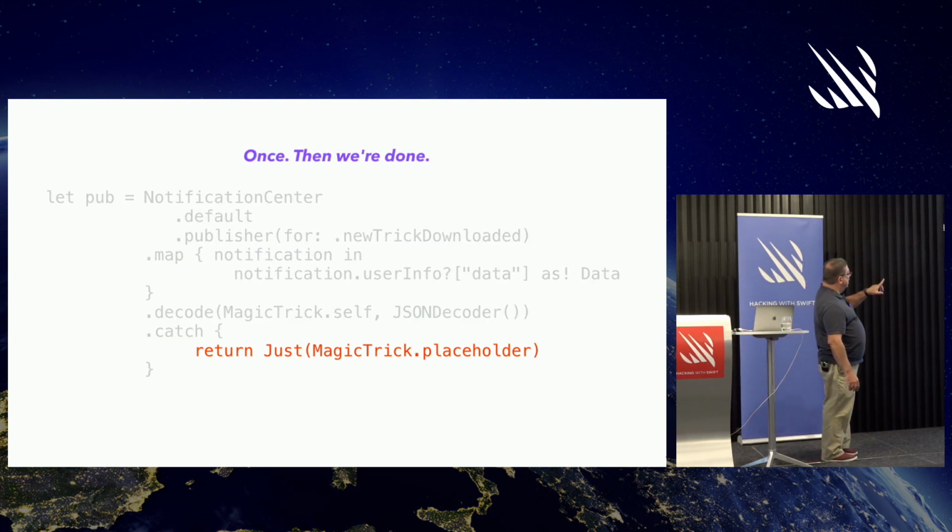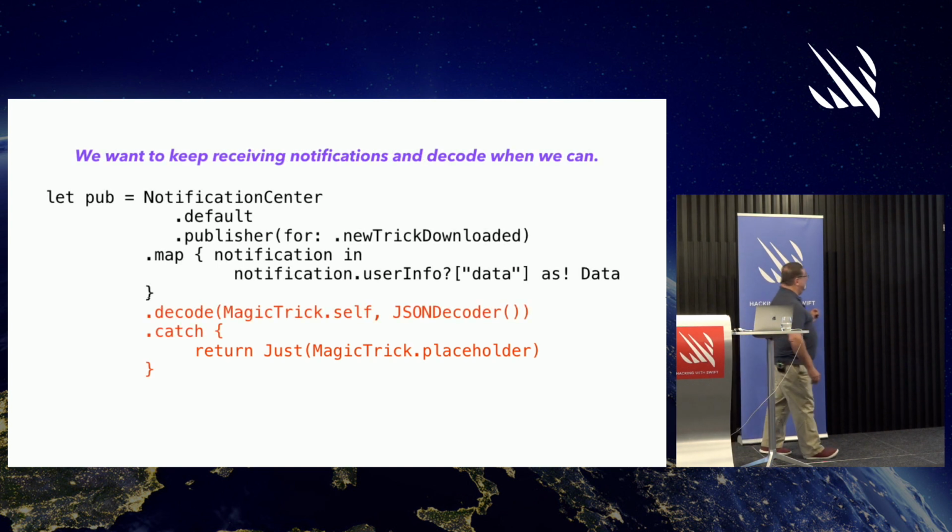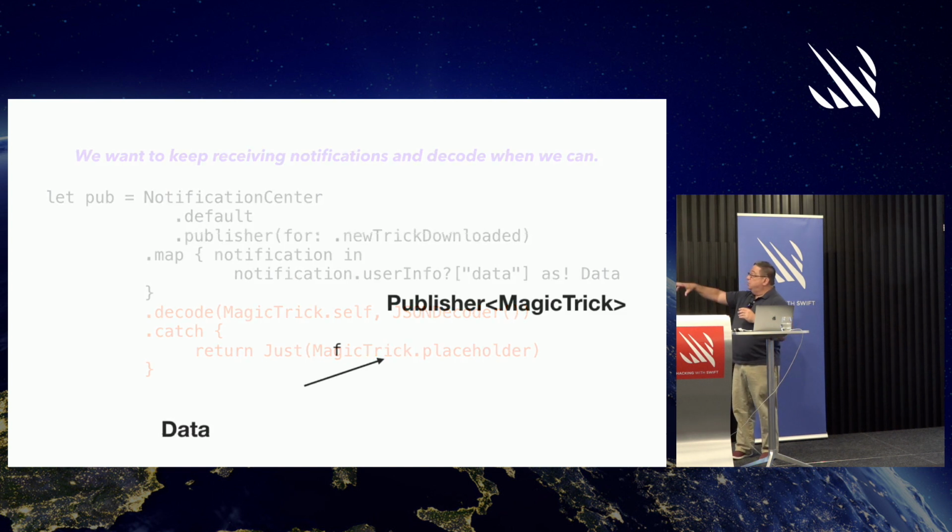Once things have failed, once you hit your first magic trick that can't be decoded, you're no longer connected to the notification center. So the notification center is saying, hey, got a new trick, got a new trick. You're saying, I don't care. I sent out this placeholder trick, and then I just stopped listening. You know, those of you that are parents. So, I want to keep receiving notifications and decode them when I can, and when I can't, I'll send out this placeholder. And so that's where this comes out.